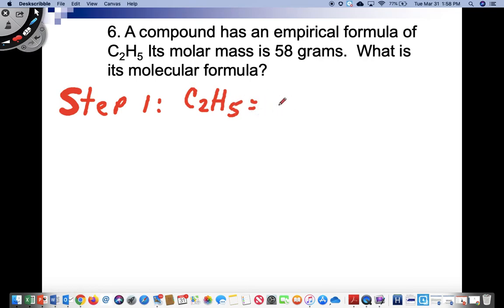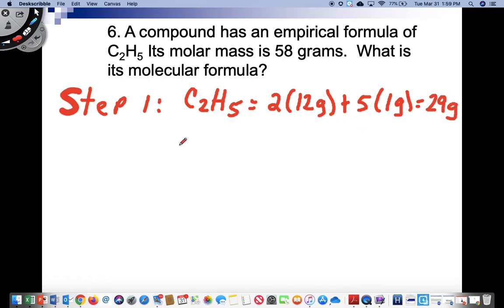Well, you have to look at the periodic table, and you have 2 carbons with a mass of 12 grams, and I'm rounding here the mass. And then you have 5 hydrogens with a mass of 1 gram. And again, I'm rounding the mass. So that gives me a mass of 29 grams. Okay, so that's step one.